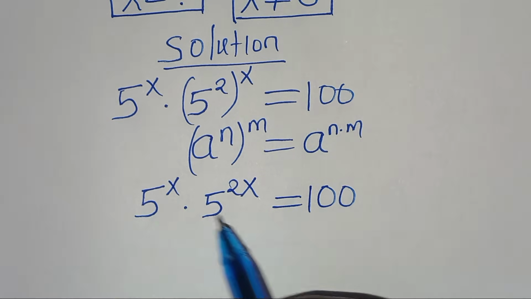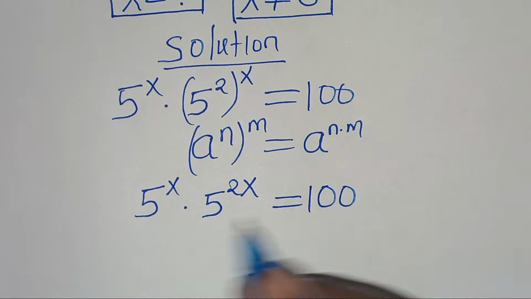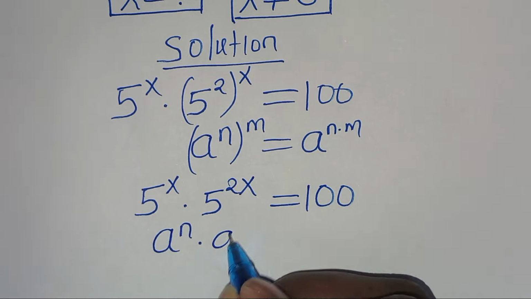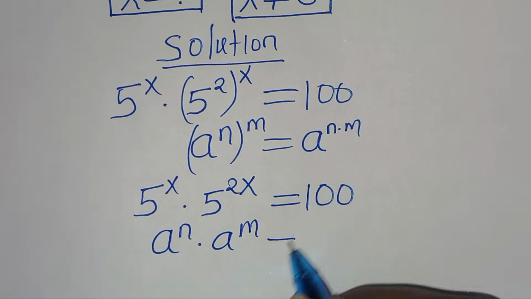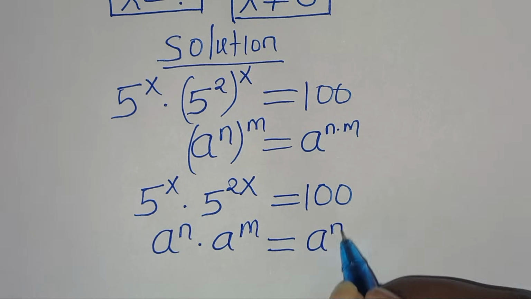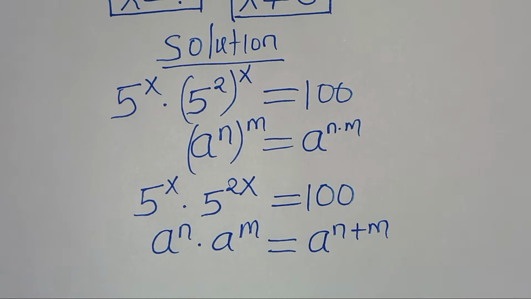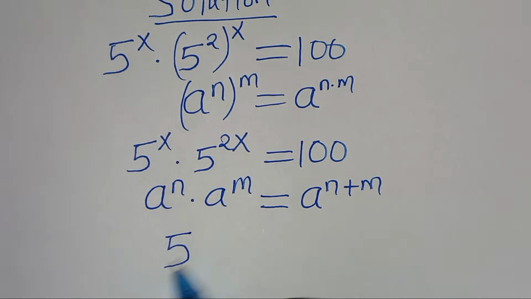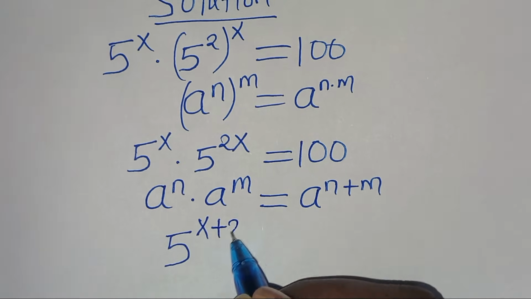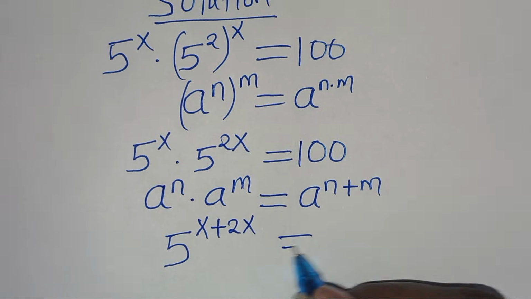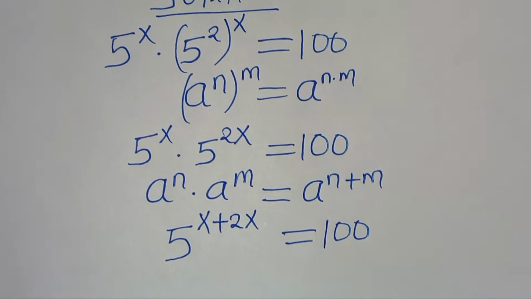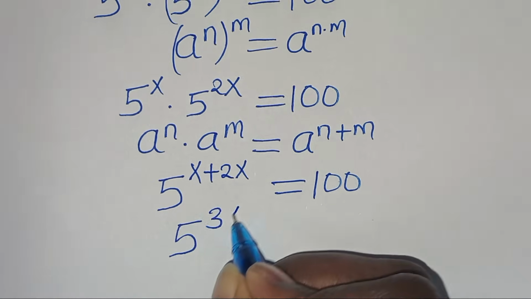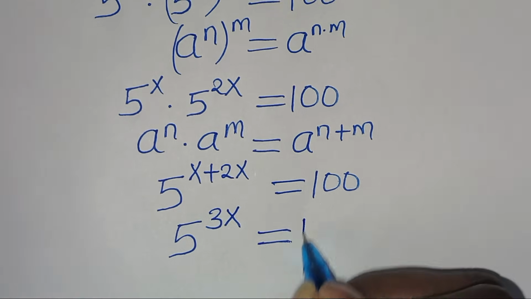So 5 to the power of x times 5 to the power of 2x is in the form of a to the power of n multiplied by a to the power of m, which we can express as a to the power of n plus m. Applying this exponent property, then we have 5 to the power of x plus 2x. This is equal to 100. So this is 5 to the power of 3x. This is equal to 100.